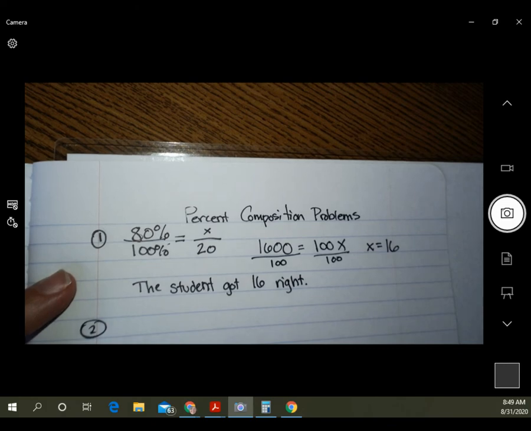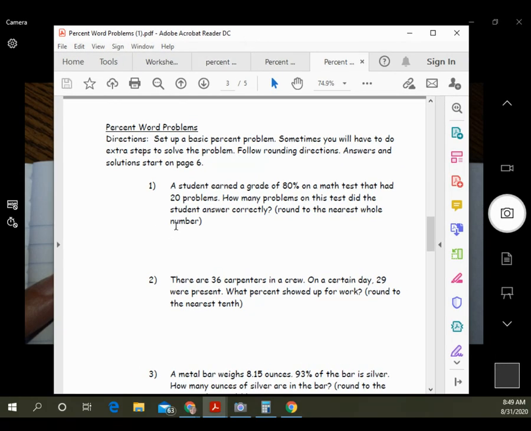That is a perfect response. All right. Okay, so let's go to the second problem. The second problem says, there are 36 carpenters on a crew. On a certain day, 29 were present. What percent showed up for work? Round to the nearest tenth.